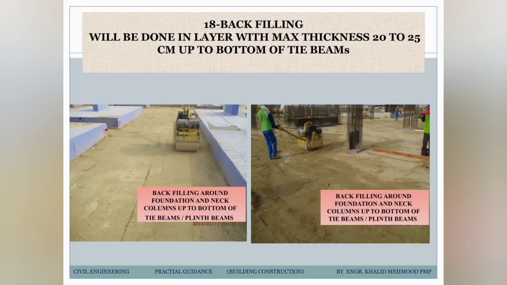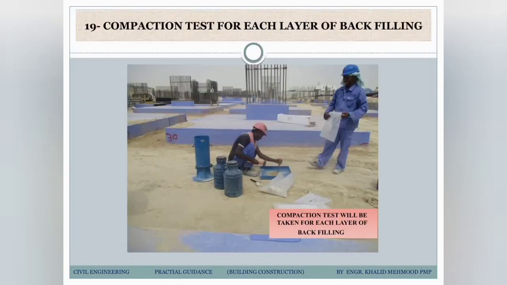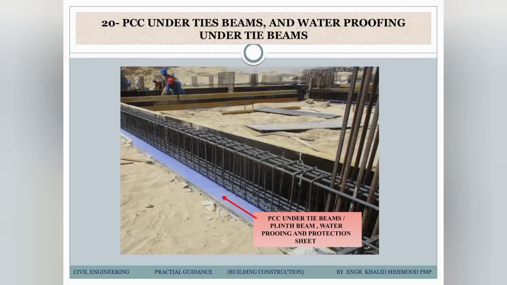So now we will fill around the foundations, because we will not carry out the plinth beams yet, as the plinth beams are high. So we have to backfill around the footings to elevate the area until we reach the plinth beam. So we are doing the backfilling stage step by step. We are doing the compaction. We are doing the compaction test for each layer. The layer should be not more than 25 centimeters.